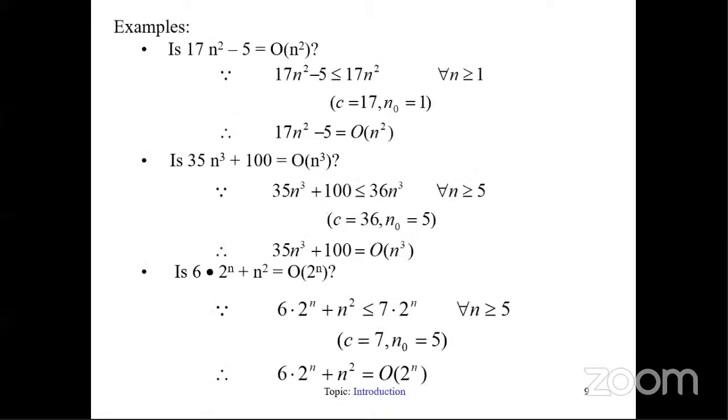The same thing can be applied to this expression, because the question you should ask is, why did we put 17 here? We know that this is 17n squared minus 5.